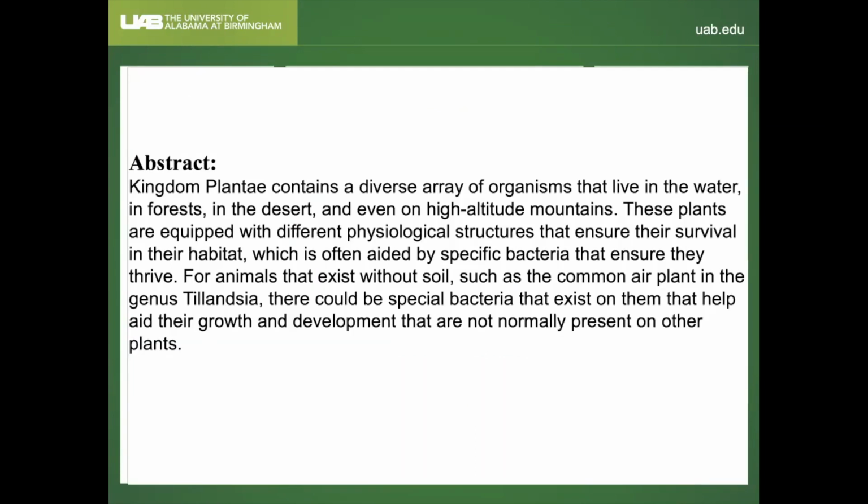So essentially, Kingdom Plantae has a diverse array of organisms, and they have a diverse amount of habitats. They can live in the water, in forests, in the desert, and even on high altitude mountains. These plants are equipped with different physiological structures that ensure their survival in their habitat, such as different types of cells and different types of root structures, which is often also aided by specific bacteria that ensure they thrive.